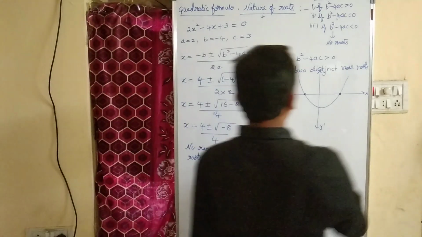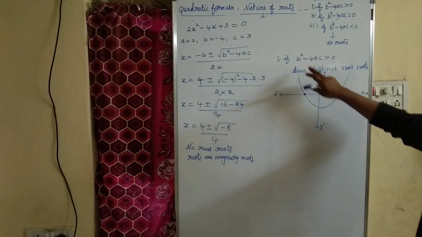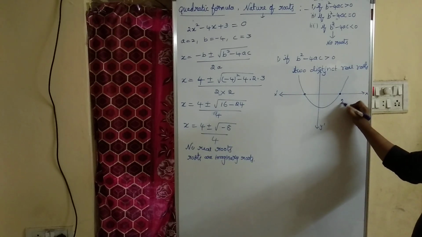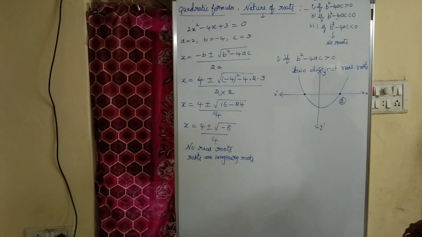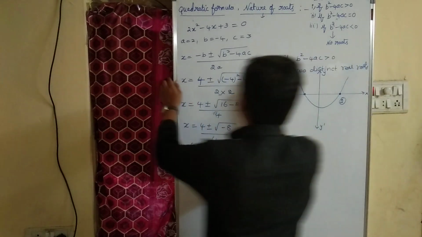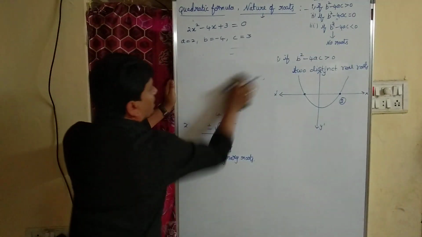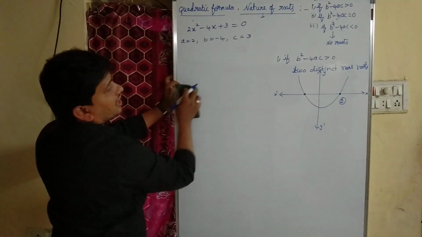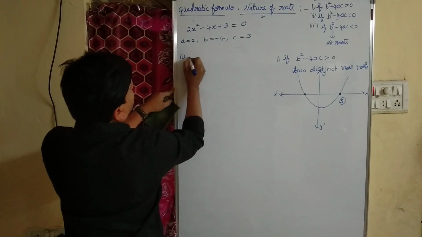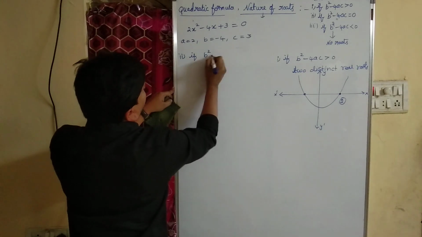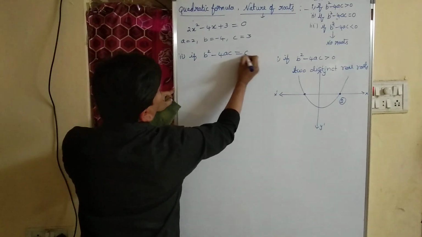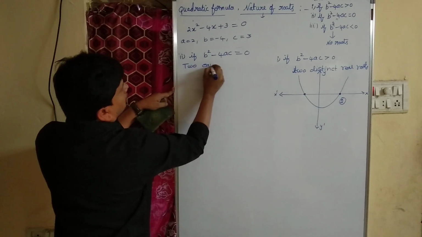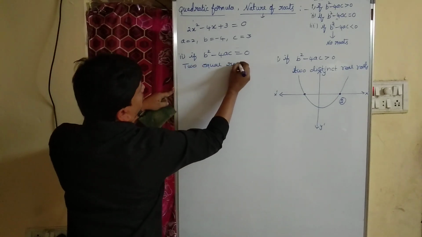This is the case where b square minus 4ac value is greater than 0, then you will get two distinct real roots. Two distinct real roots. Suppose if b square minus 4ac is equal to 0, the second case, then you will get two equal roots, children.